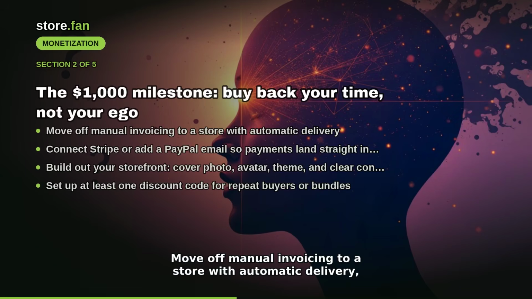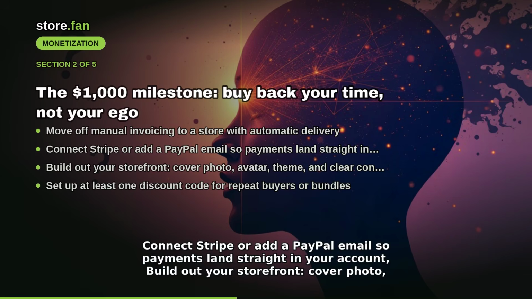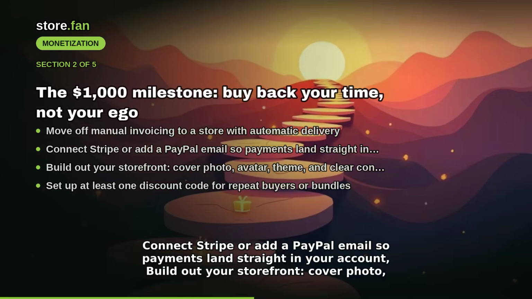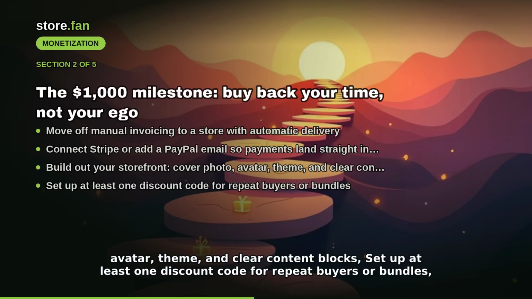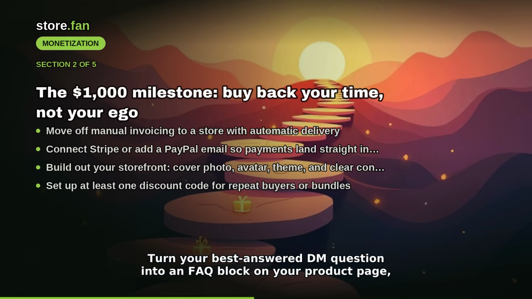Move off manual invoicing to a store with automatic delivery. Connect Stripe, or add a PayPal email so payments land straight in your account. Build out your storefront. Cover photo, avatar, theme, and clear content blocks. Set up at least one discount code for repeat buyers or bundles. Turn your best answered DM question into an FAQ block on your product page.